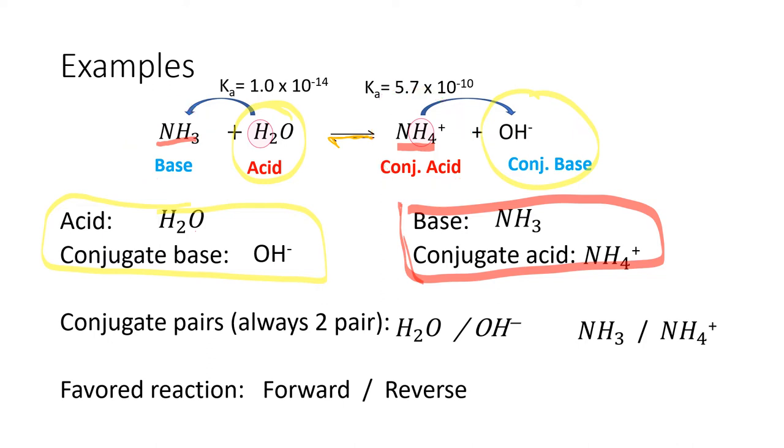delete that so it's a little easier, the Ka value for the conjugate acid is stronger. That means you're going to favor the reverse reaction. More of the conjugate acid will ionize than the original acid.